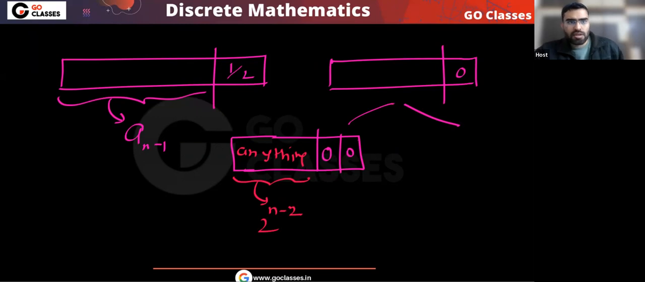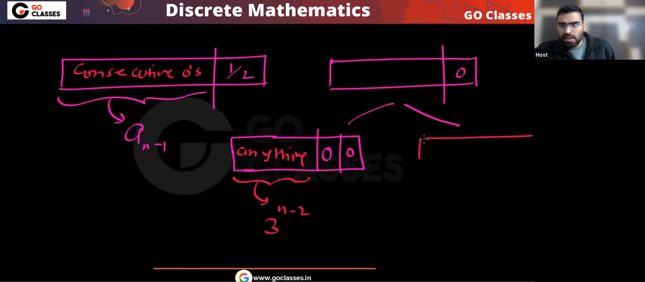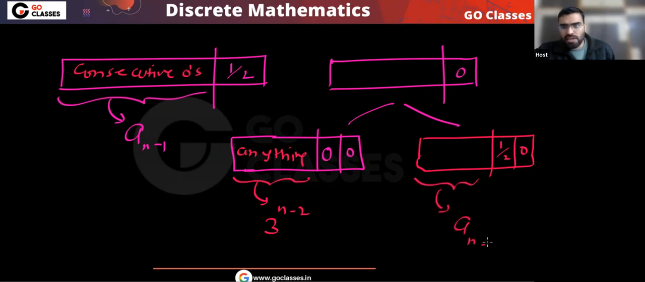Sorry, that means 3 power n minus 2 possibilities. Anything we can have here. If the last is zero and this is either 1 or 2, then I should find consecutive zero in the rest, so I should find an minus 2. Yes or no? Because now I should find consecutive zero here.